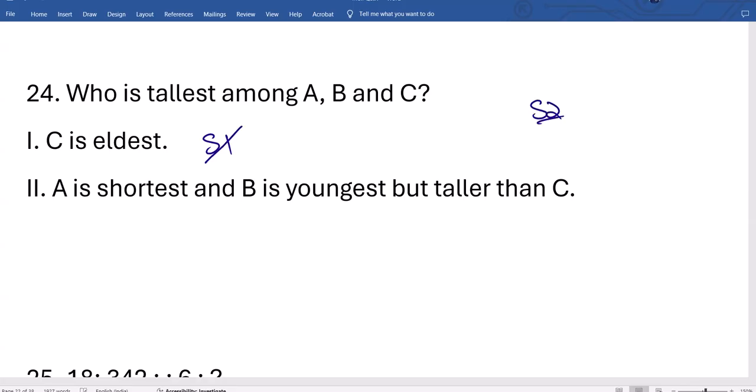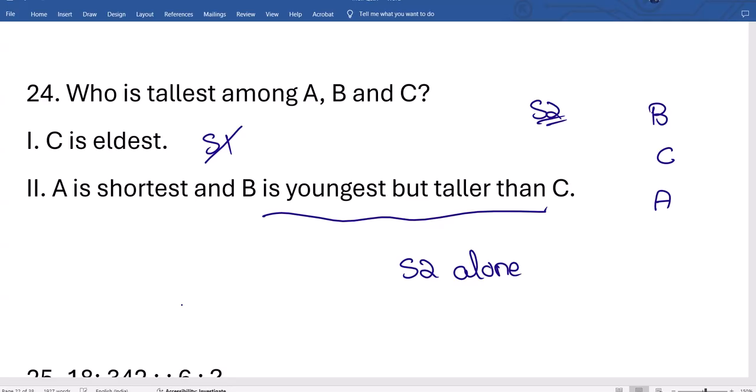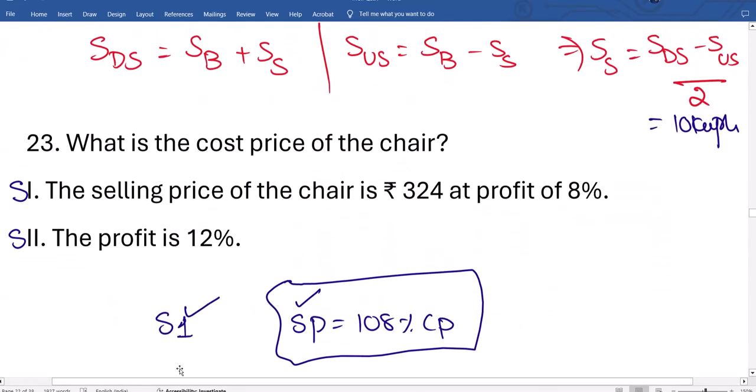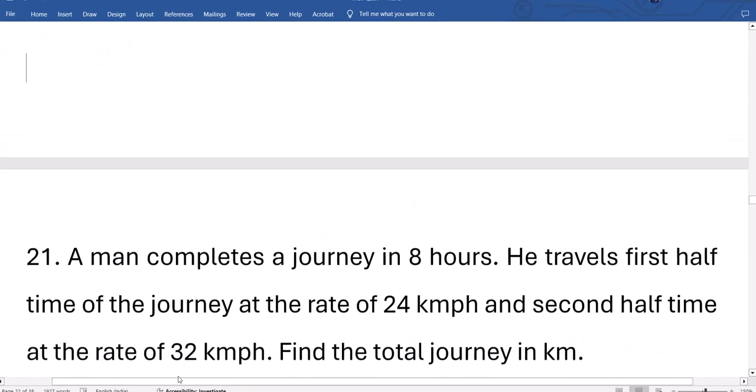Second one, what they said: A is shortest. B is youngest but taller than C. We have only three people. A is shortest, so out. A cannot be tallest. Now only two people, B and C. One among them is taller. They said B is taller than C. So B is the tallest. So statement 2 alone is sufficient. There is an option definitely. Here I removed the options, or else I will show the options in general, how it looks.